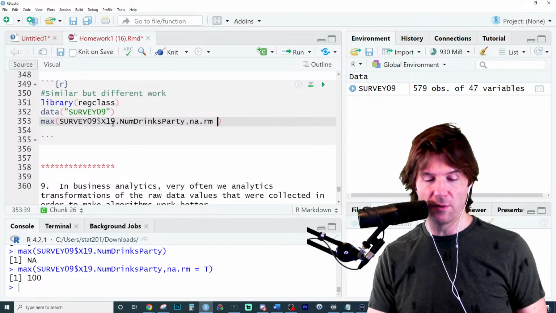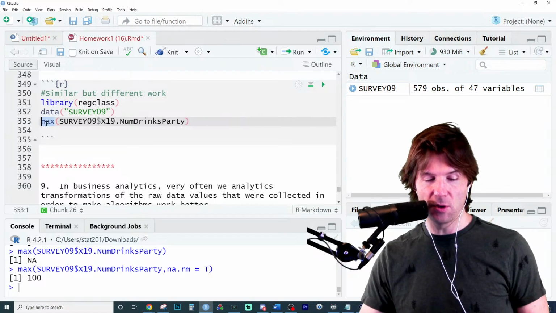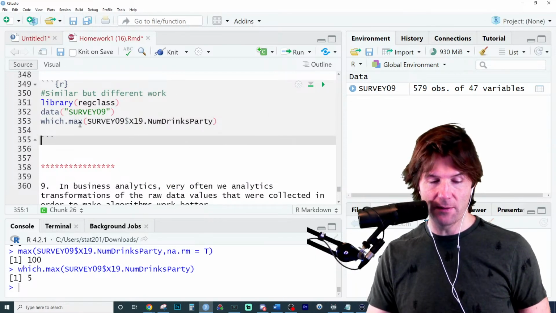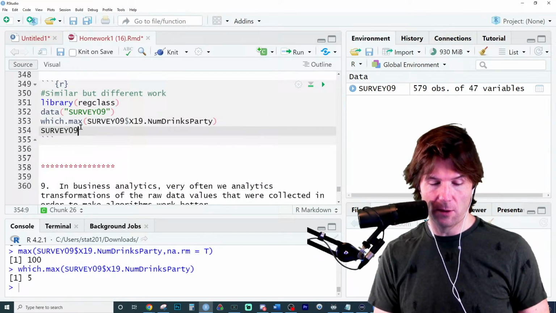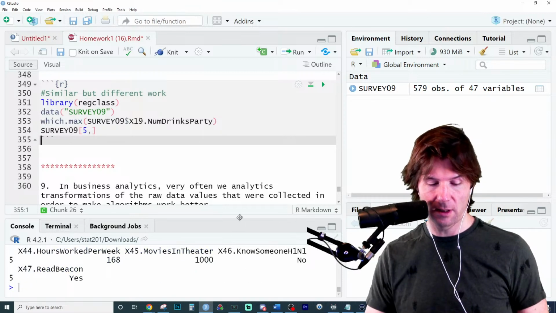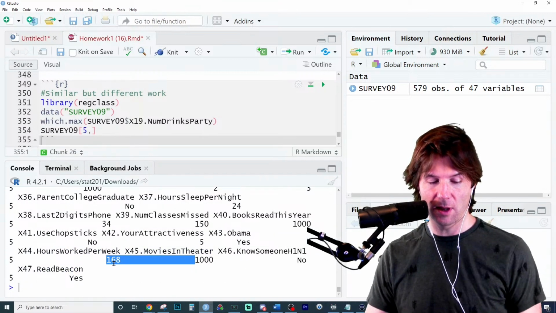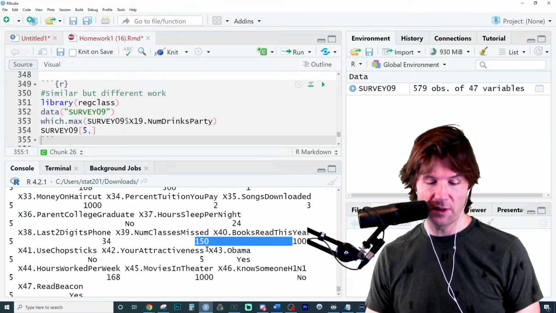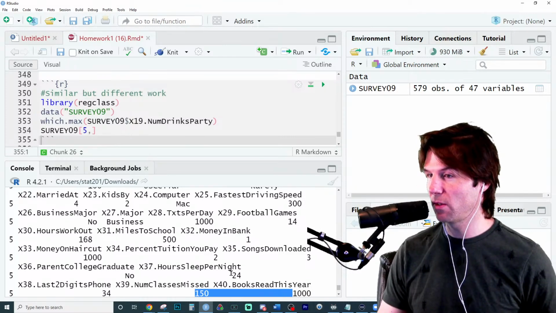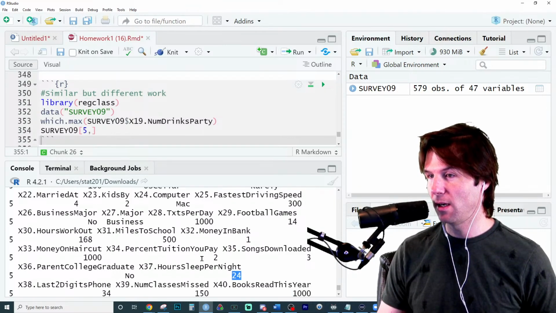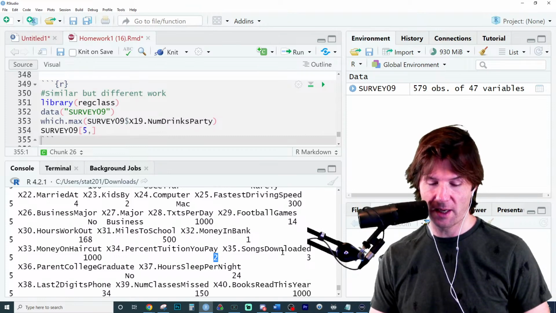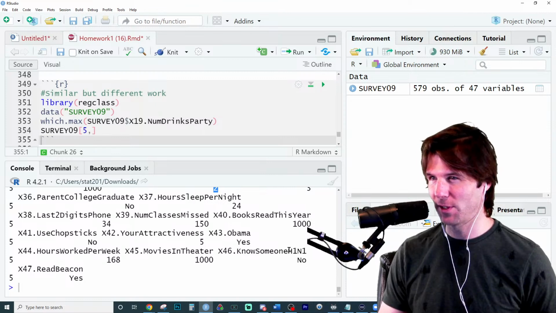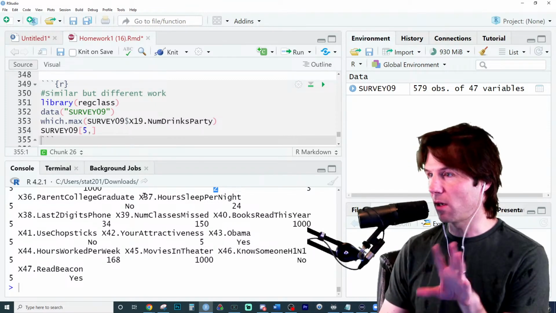We could also do the following and look at that individual with which.max, which is another thing we cover in this assignment. They're individual number 5. So let's just go to Survey 09, row 5, and take a look. They've seen 1,000 movies in the theater. They work 168 hours a week. They've missed 150 classes. Do you think this person took our survey seriously? They sleep 24 hours a night. They pay 2% of their tuition or something. They've been to 14 football games in the season, so they'll go to every football game. I don't think they took our survey seriously, so they need to be tossed out.